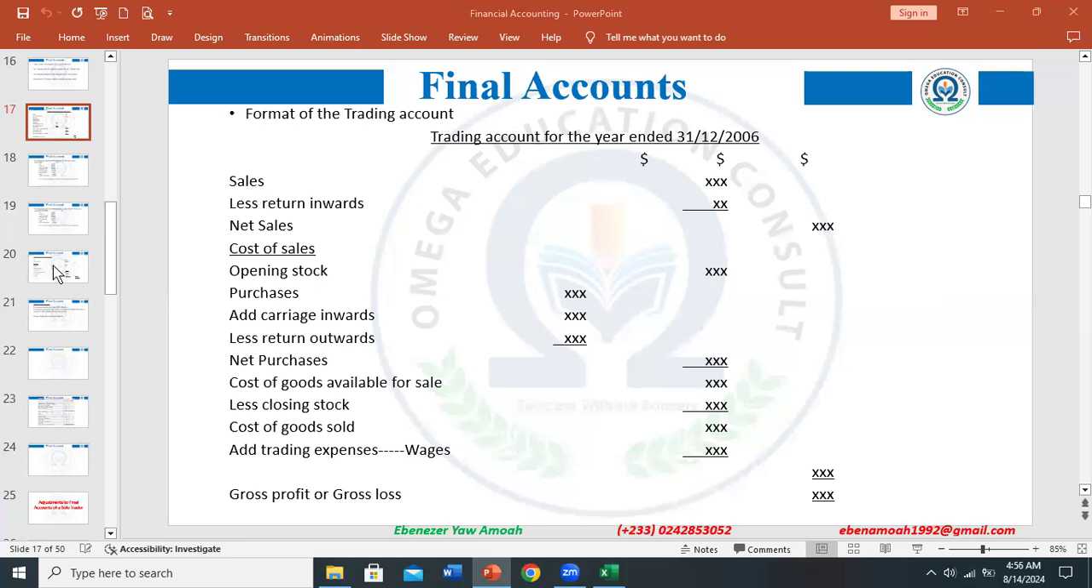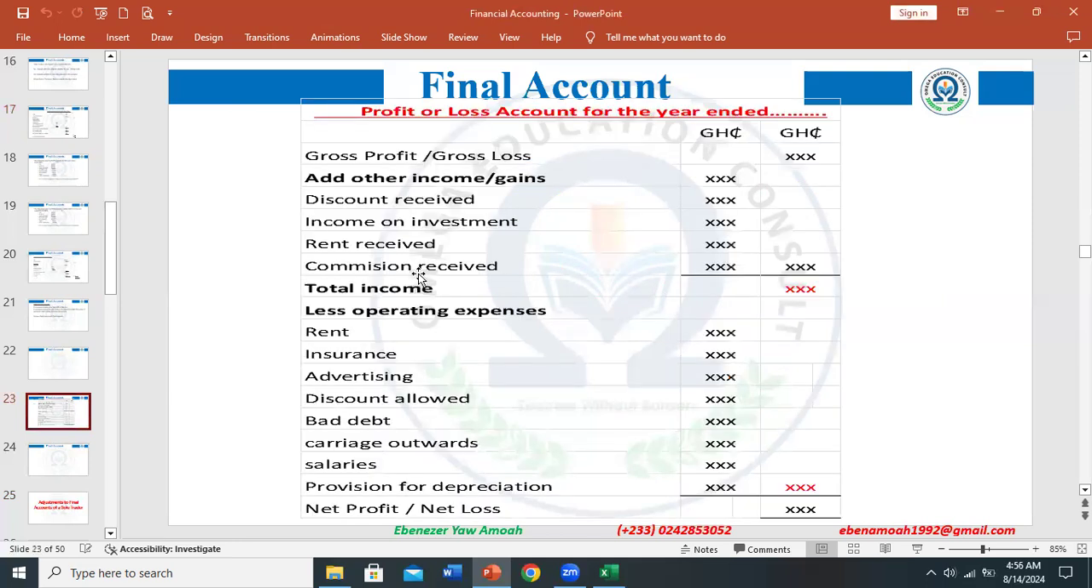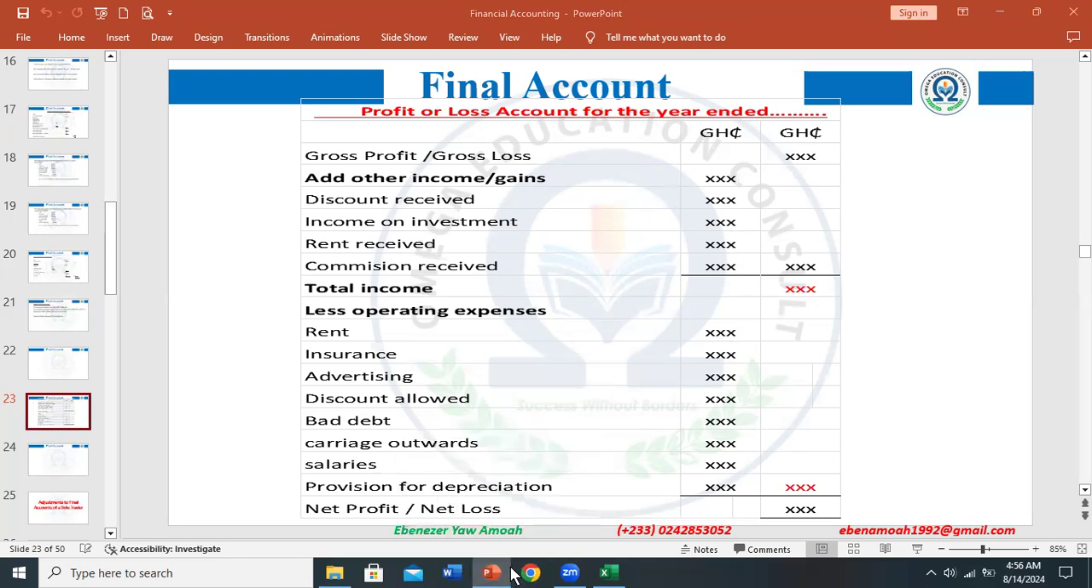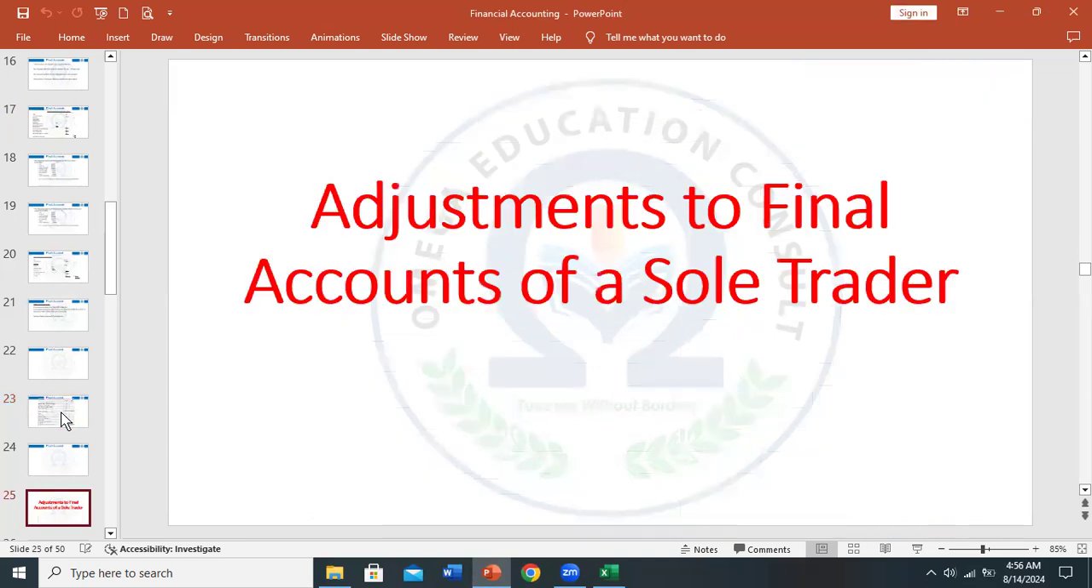The same way, when you get to the profit and loss account, you need the income and expenses. Especially for the expenses, please try as much as possible to familiarize yourselves with the expenses that you need to know. And then we spoke of the balance sheet as well, which has the assets, liabilities, and capital in there. So if you are very comfortable, then you can now zoom into the adjustment. Okay. So for the adjustment, what do we mean?